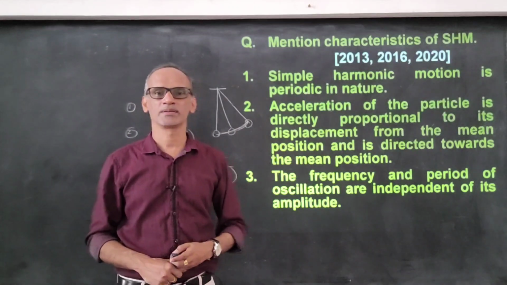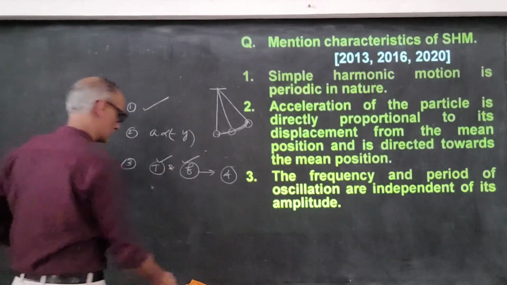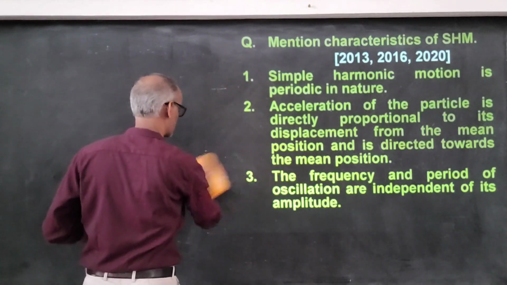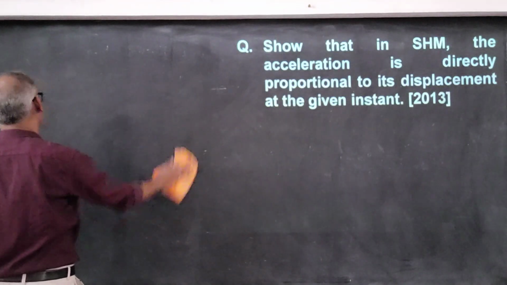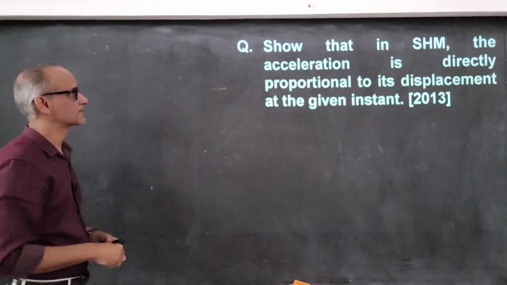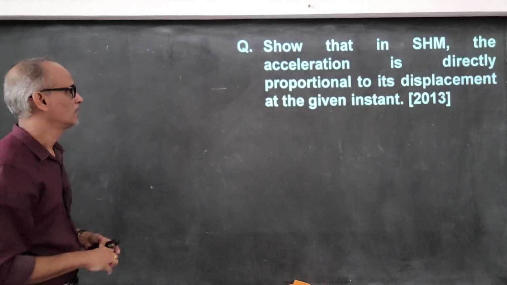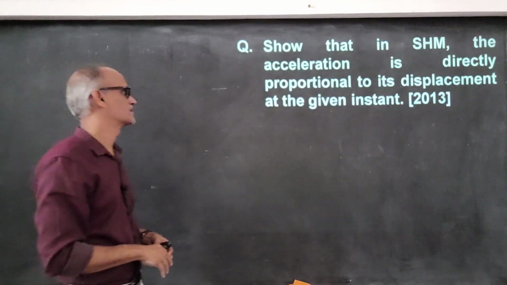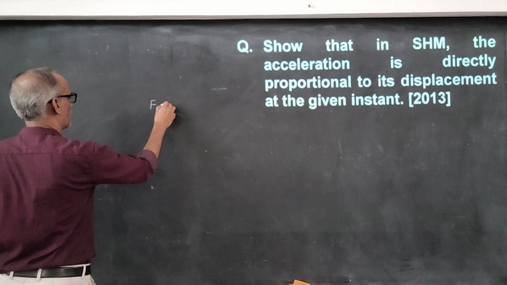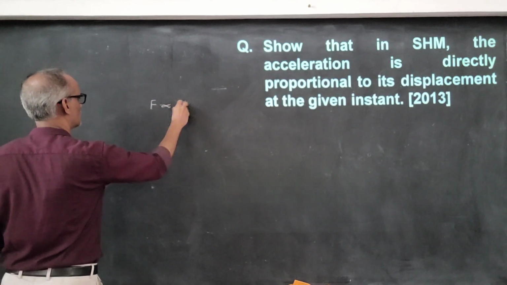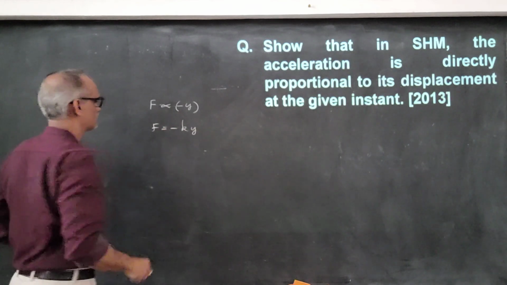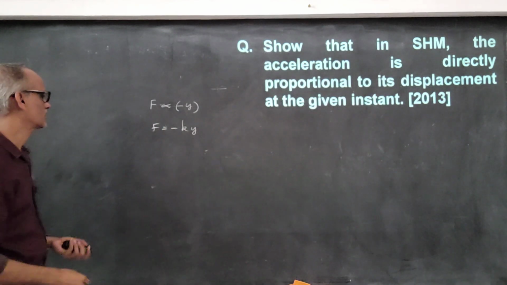Again, another important question. The year which is mentioned tells you how important that question is. Another question that has appeared in the examination, which I have already explained: show that in simple harmonic motion, the acceleration is directly proportional to its displacement at the given instant. What you need to do is start from the force. F is proportional to minus y, and F is equal to minus k into y. K is called the force constant or restoring constant.